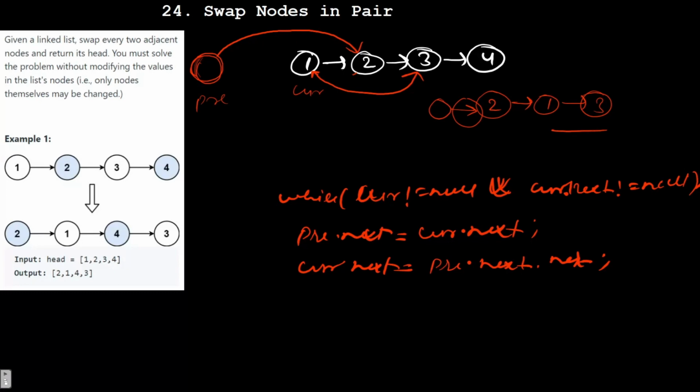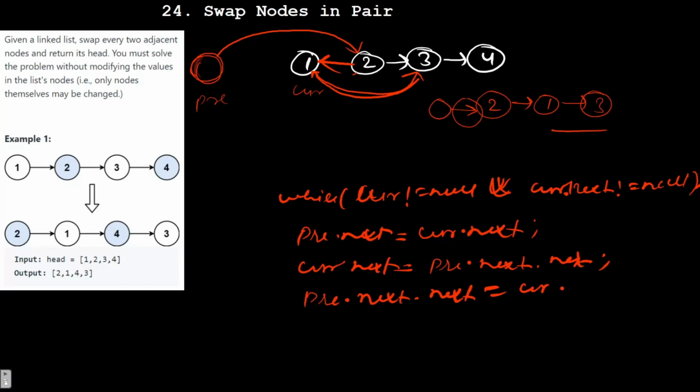Now, as this connection has been established, we can remove this one. This connection will be removed by itself. Okay, so now it's time we can point 2 to 1. So we can point this here. For that, what we have to do is pre.next, that is 2, and after that, 2.next is going to be our current. Okay, so this connection has been established.